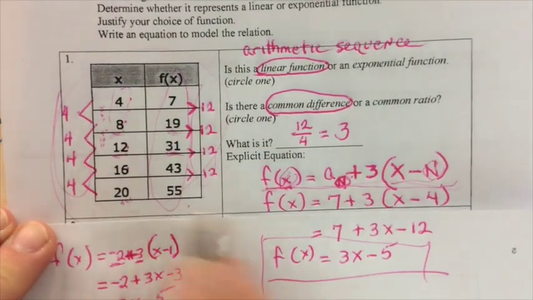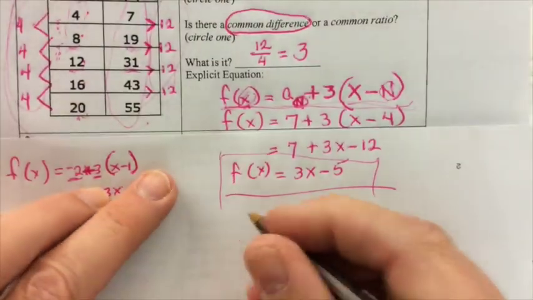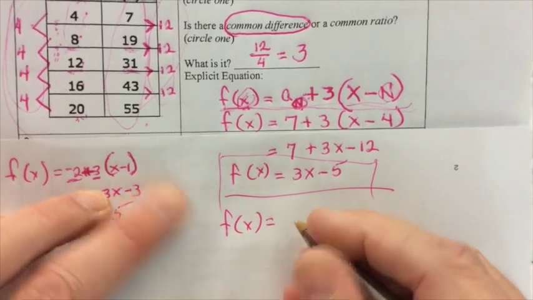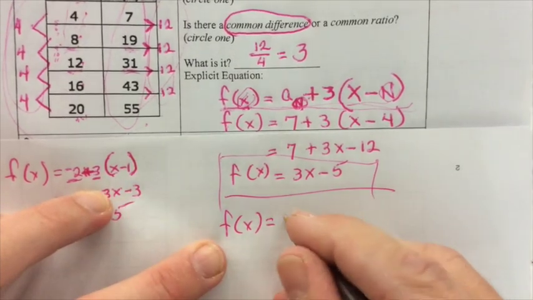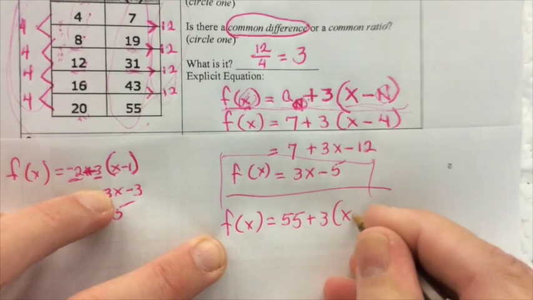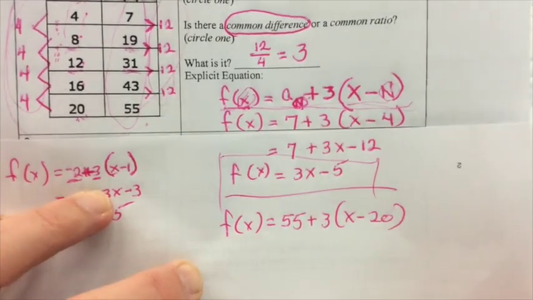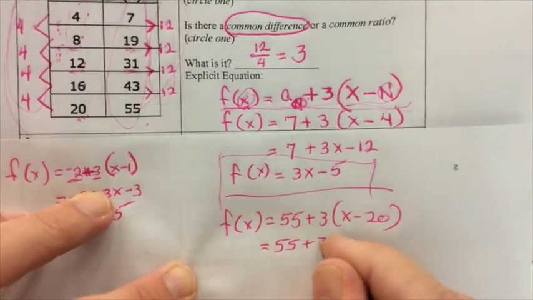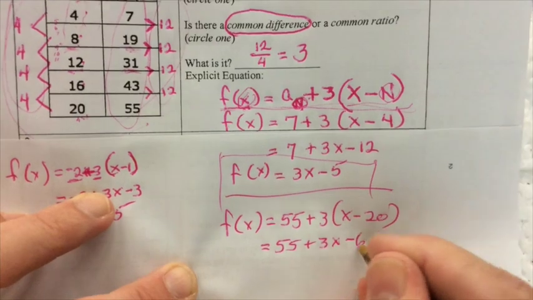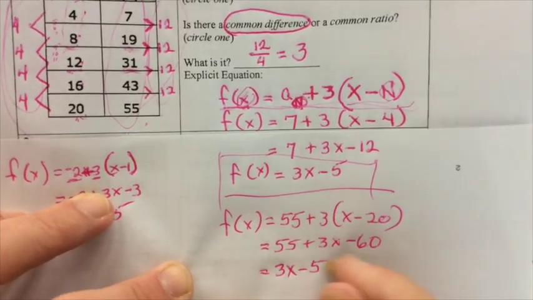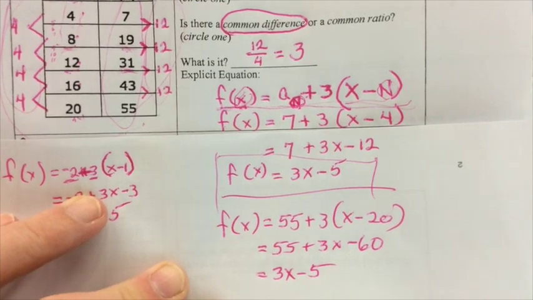If I use 20 and 55, f of x is equal to 55 plus 3 times x minus 20. Do the arithmetic. 55 plus 3x minus 60. It's equal to 3x minus 5. It's going to work that way every time.